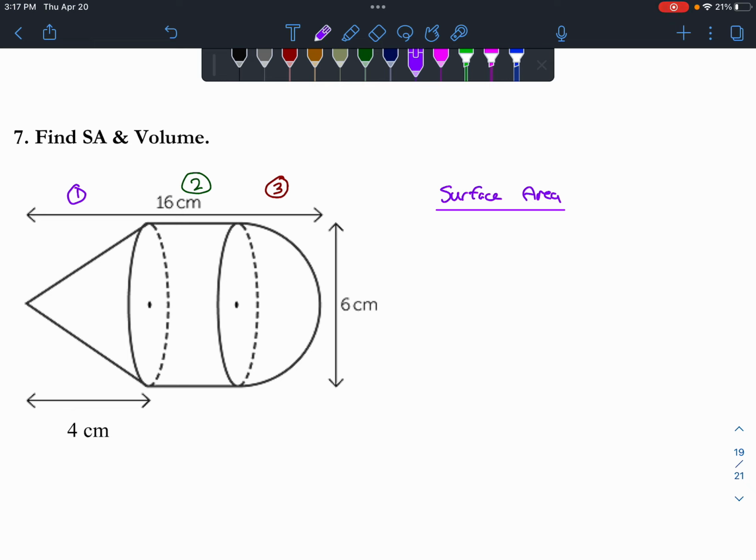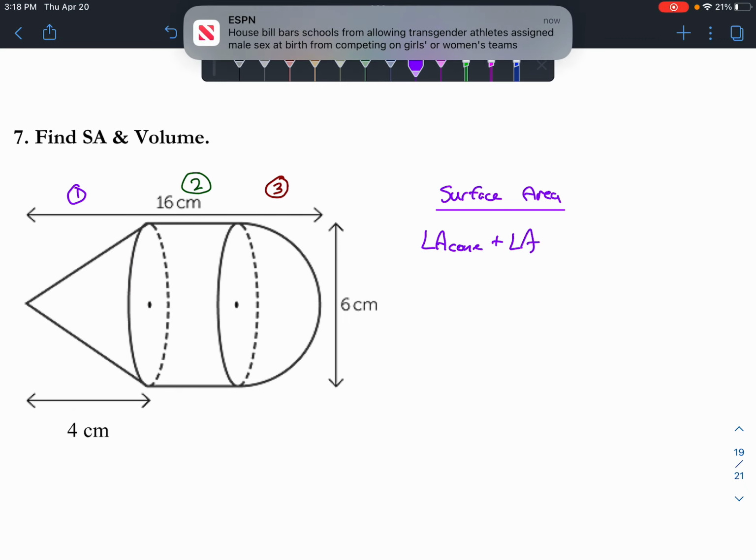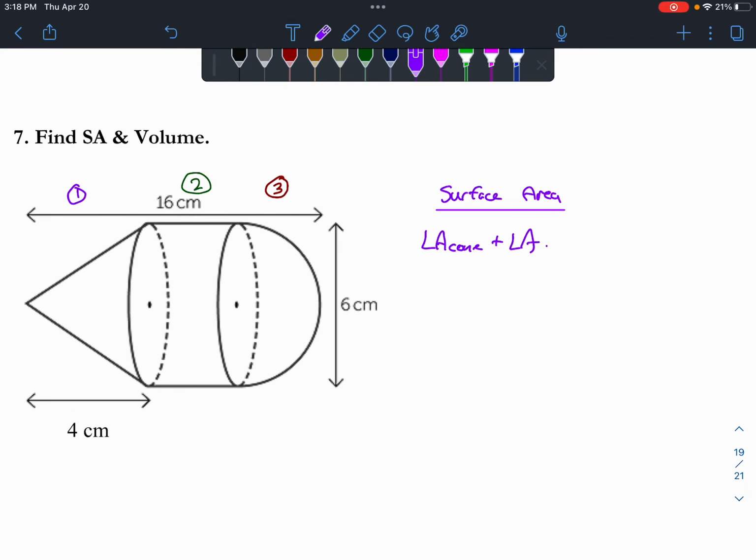Let's start with this. If I look at this cone, I don't think I can touch this circle. So we are looking solely at the lateral area of the cone, the sides of the cone. If I look at the cylinder, very similarly, I cannot touch the top or the bottom of that cylinder. They're both covered up. I simply need the lateral area of my cylinder.